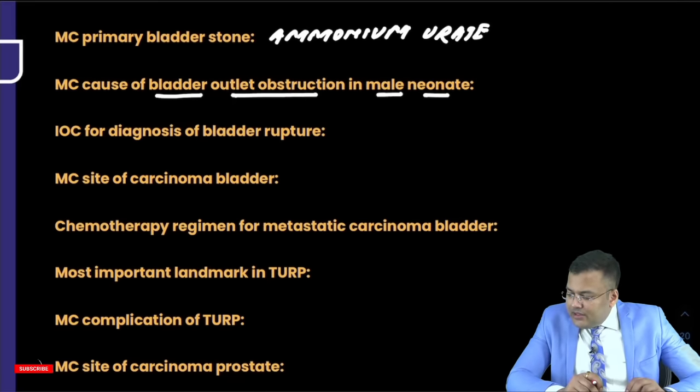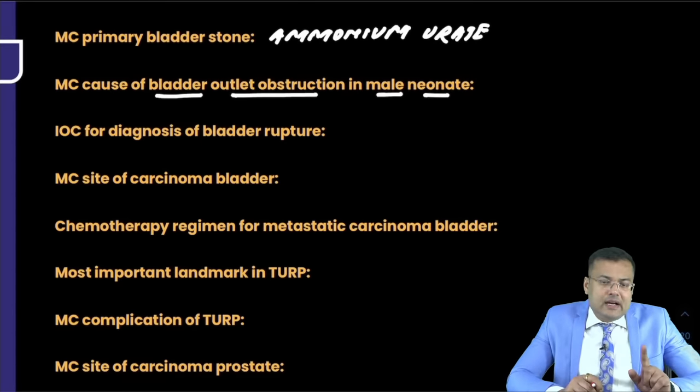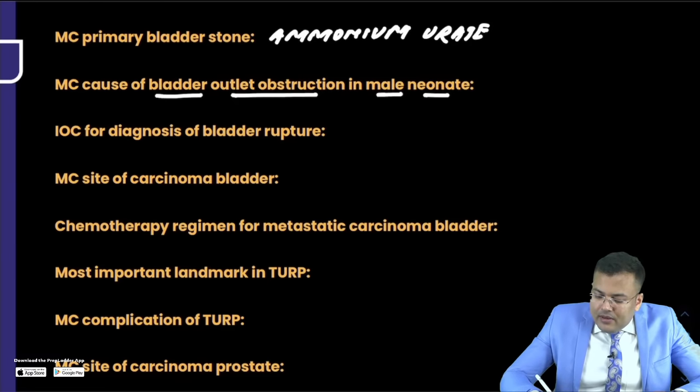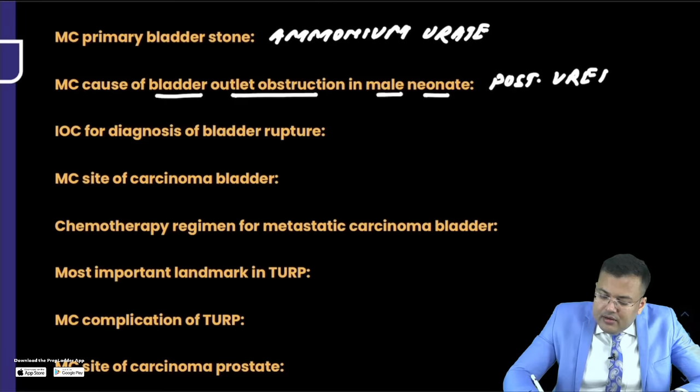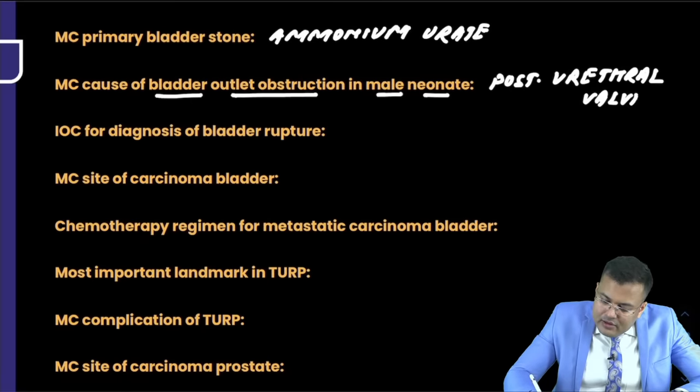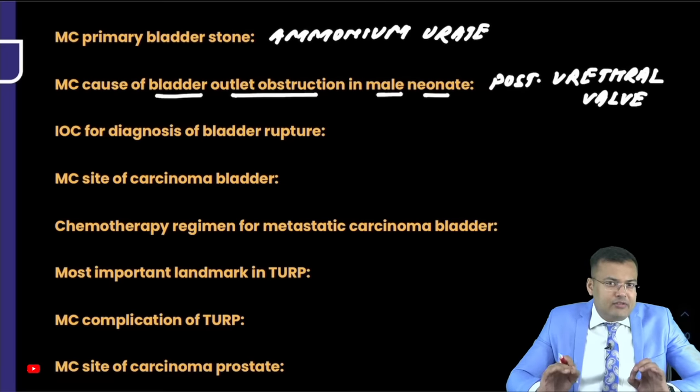Harika, it is not PUJ obstruction. Yes, Dr. Siddharth, Sarvesh Dubey. Very good, Siddharth and Sarvesh. It is posterior urethral valve. This is posterior urethral valve. Clear? So in male neonate, because it is exclusively an abnormality of the male urethra.